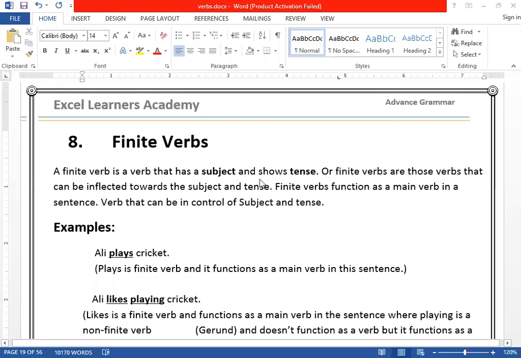All right, so in today's lecture, we are moving to talk about another type of verbs. The type of word we are going to talk about today is called what? Finite verbs. What are finite verbs? In today's lecture, we will try to cover two types of verbs. One is finite and another is called non-finite. Clear? I want to explain it in an easy way. So let's move towards the whiteboard first.